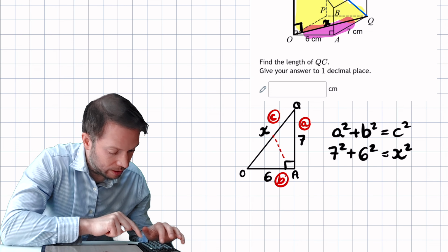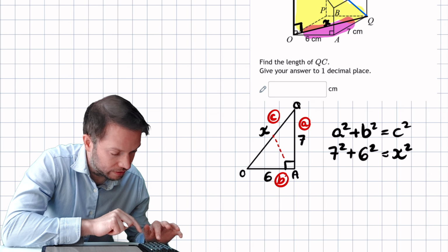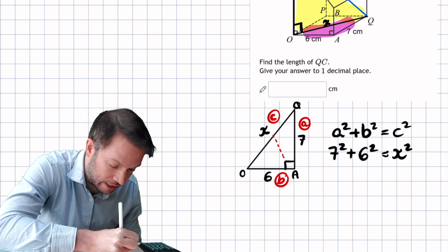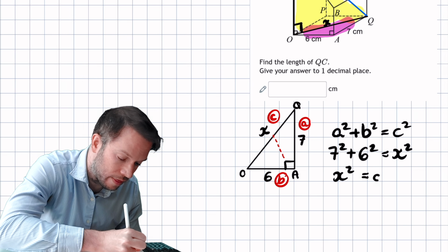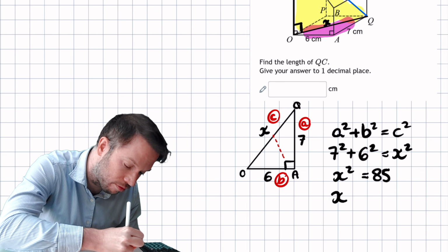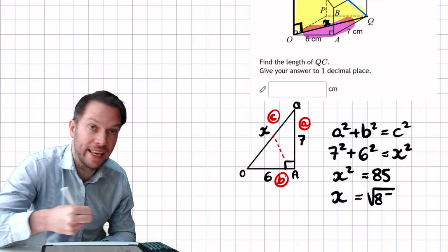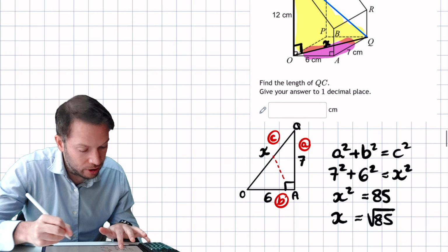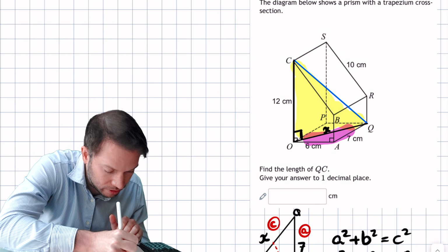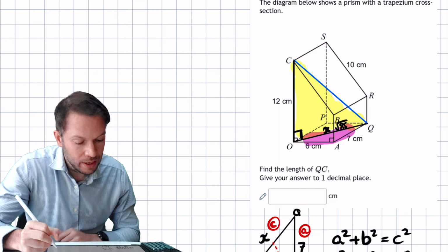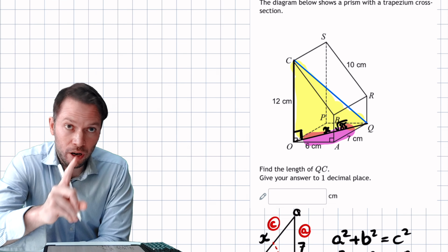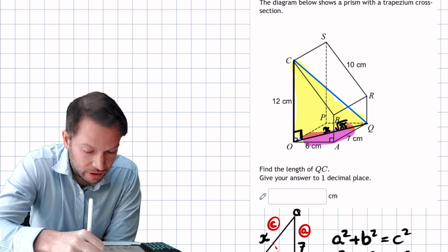Now what is 7 squared plus 6 squared? 49 plus 36 is 85. So X squared is 85, and therefore X is the square root of 85. The square root cancels out that squared. So we know this length down here is root 85. Let's write it here. I'm going to leave it as the square root of 85 rather than as a decimal. There's a good reason for it, which we'll see in a second.